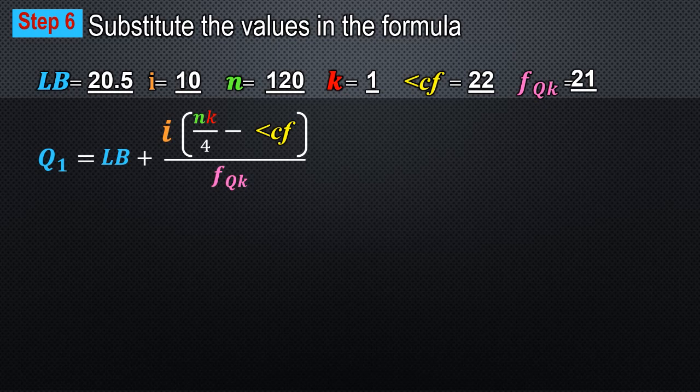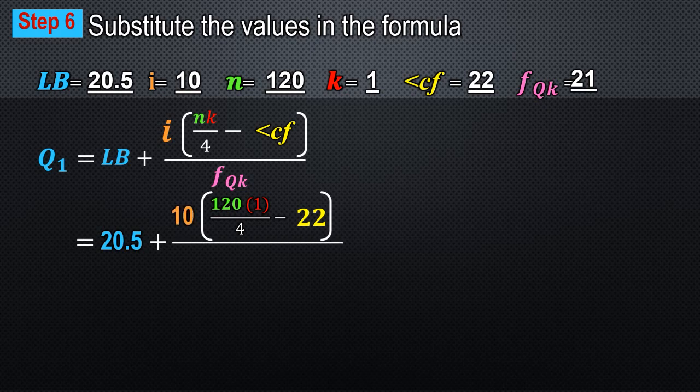Then we are going to solve by substituting the values in the formula. For quartile 1, we have LB plus I times the quantity of NK over 4 minus less than CF, all over the frequency of the quartile class. For our lower boundary, we have 20.5. For our I, we have 10. For our N, we have 120. K equals 1. Less than CF equals 22. And our frequency of the quartile class is equal to 21.